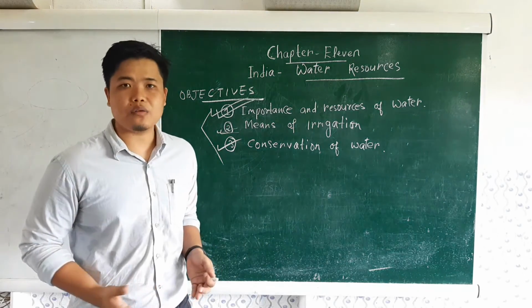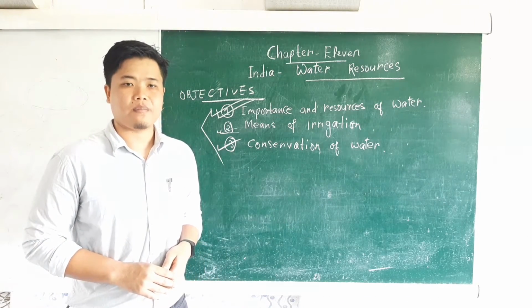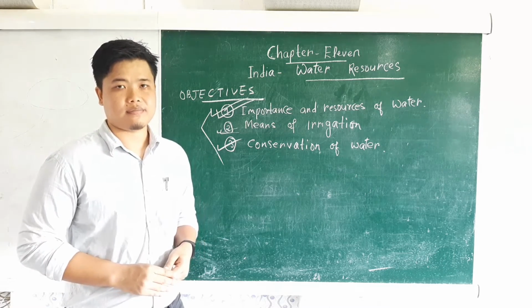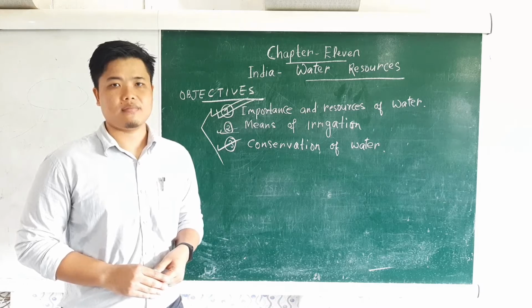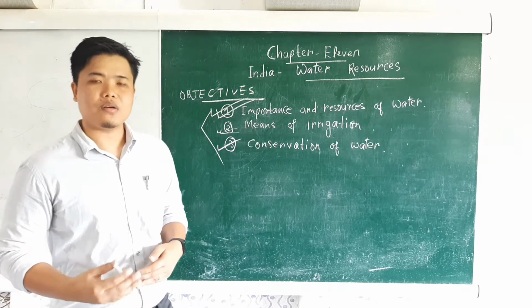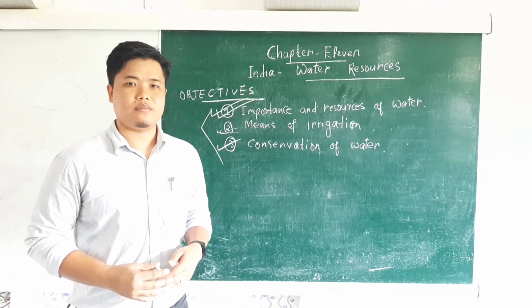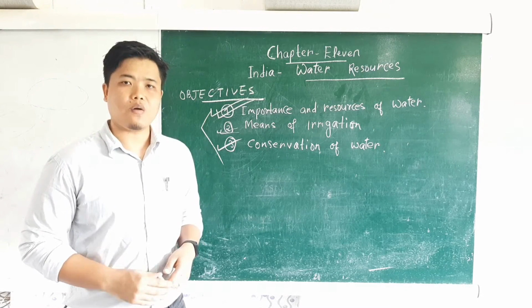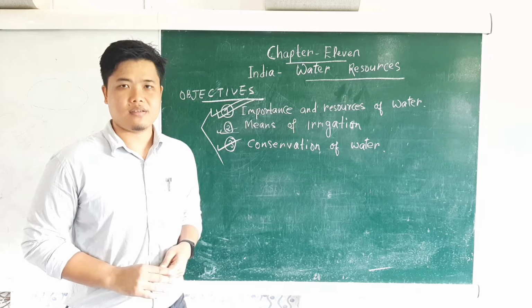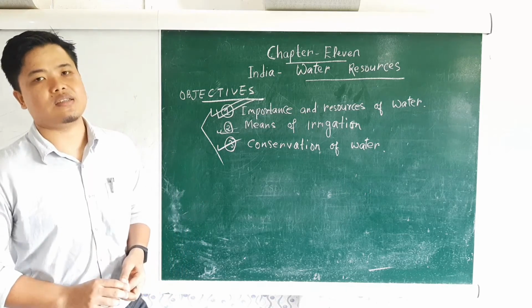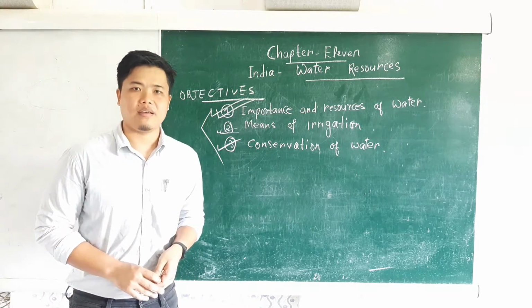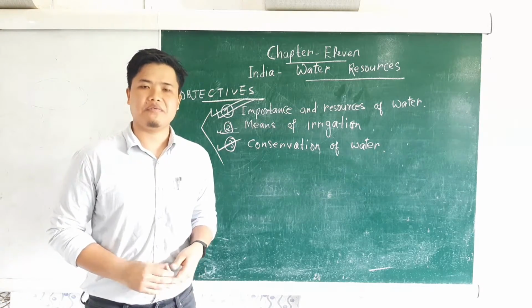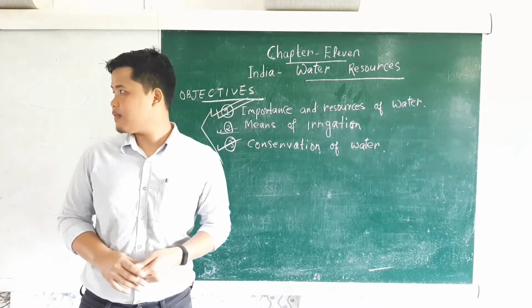And the resources, where do we get water from? Mostly, we get water from the rain. Out of 71% of water bodies on the earth's surface, we have only 3% of fresh water, which can be found in a lake, pond, river, etc.